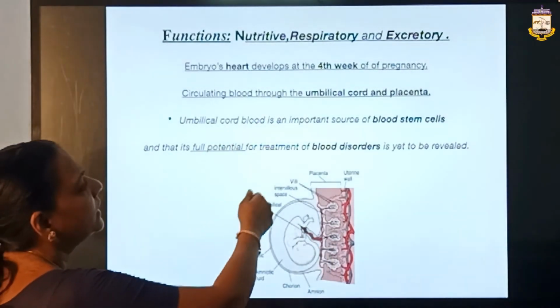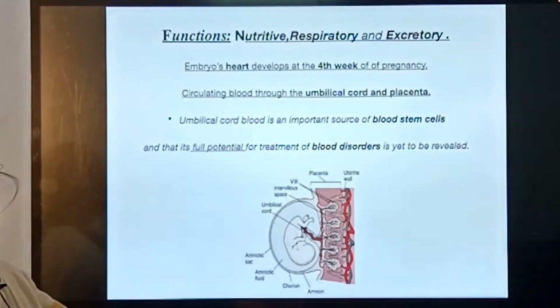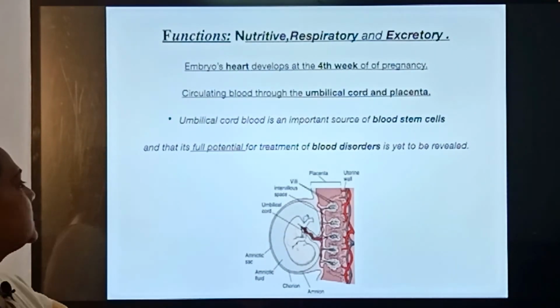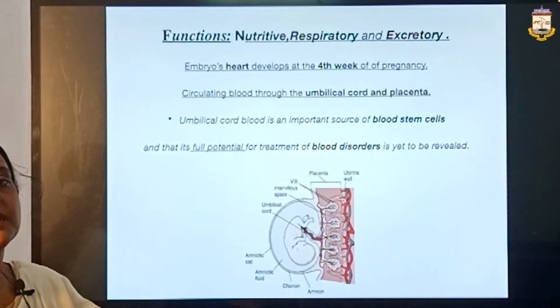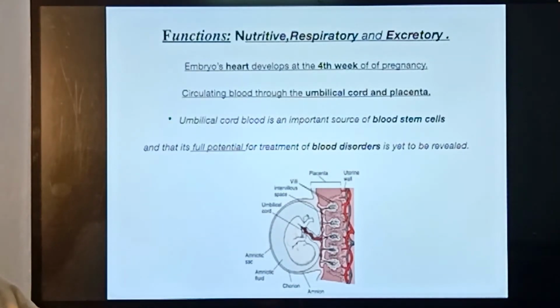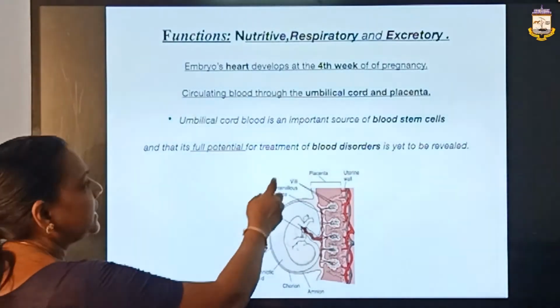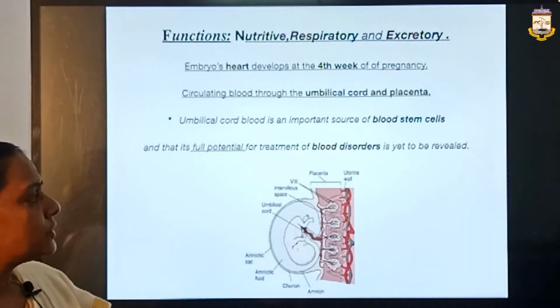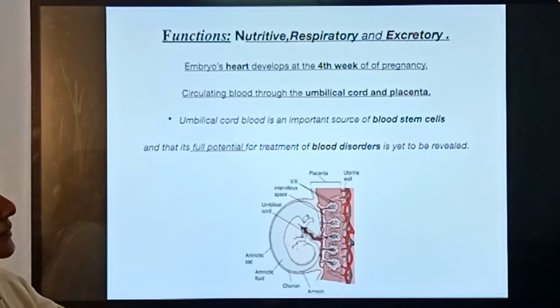Okay. And another one, it is an important source of blood stem cells. Have you heard of stem cells? These stem cells have full potential for the treatment of blood disorders, which is achieved only by the umbilical cord blood. So this is also an important feature you must learn.